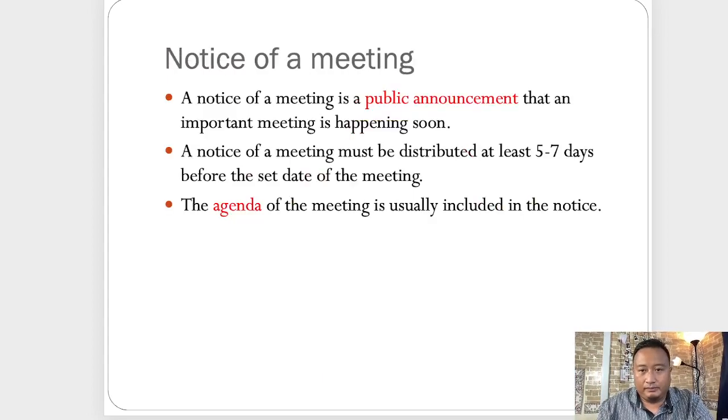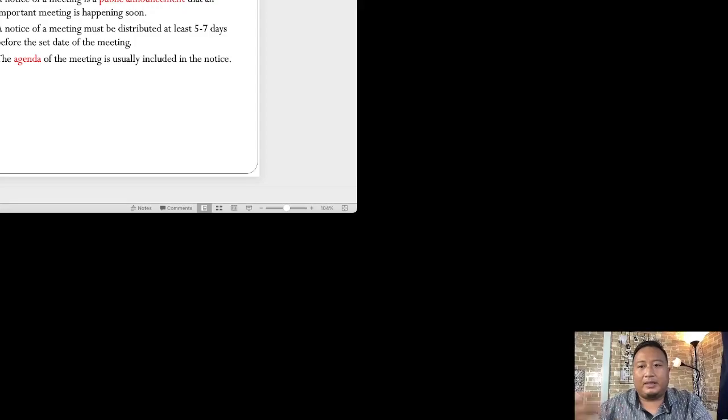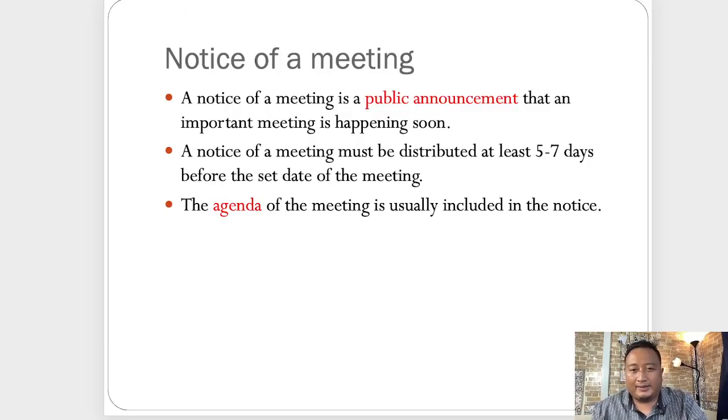Notice of a meeting. Notice of a meeting is a public announcement. As I said just now, surat panggilan mesyuarat. A notice of a meeting must be distributed at least 5 to 7 days before the set date of the meeting. Usually, we call that 5 to 7 days.